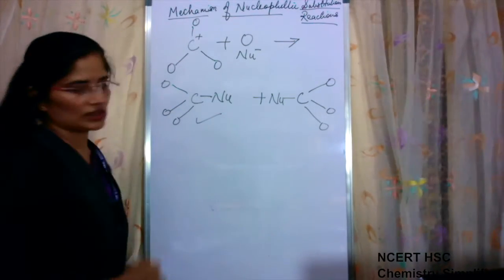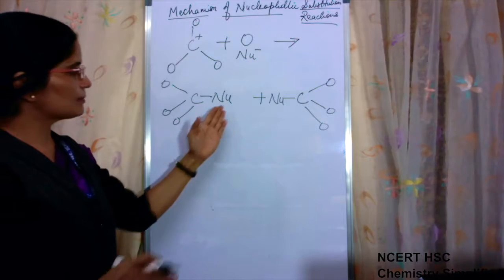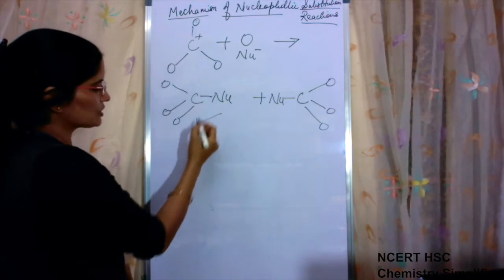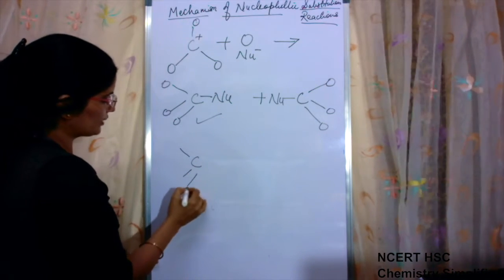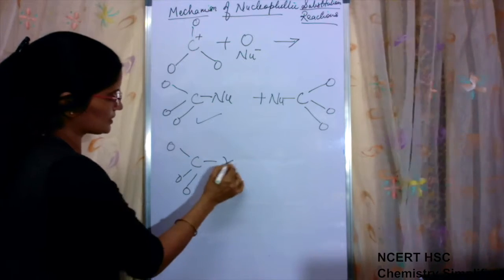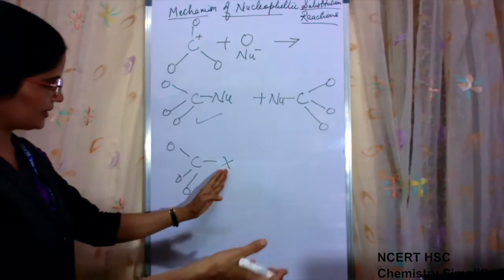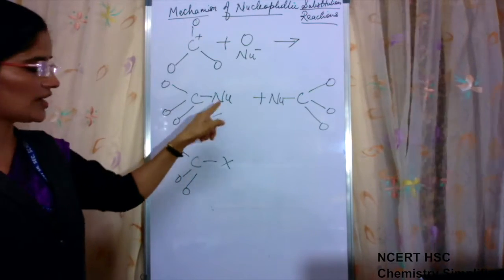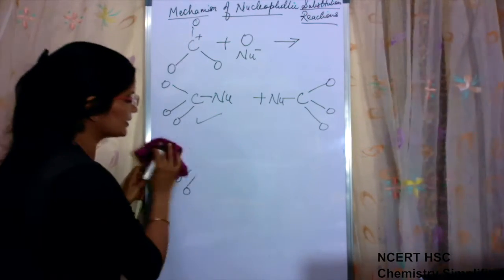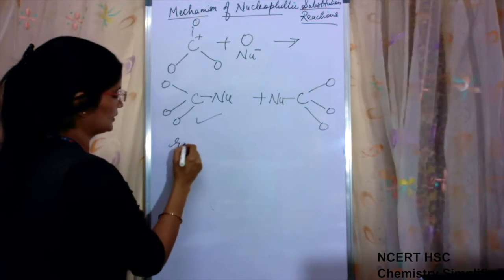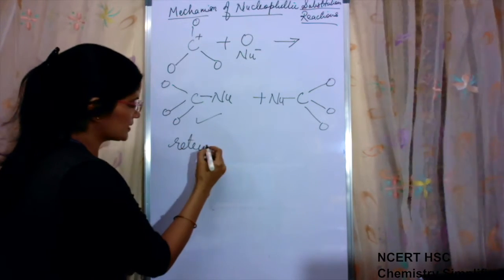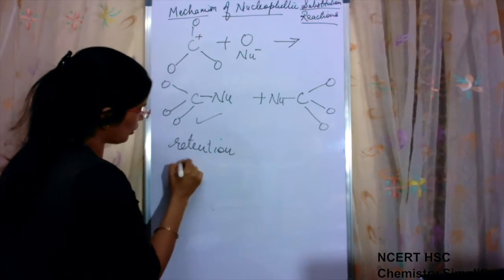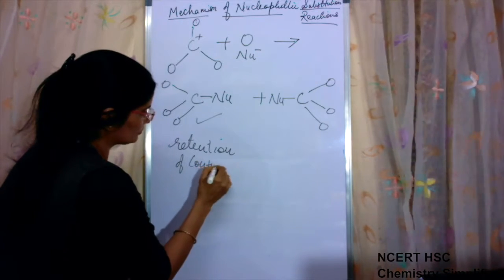Now if this is the product, then how was the original reactant? The reactant was also like this. The halogen was on the right hand side. In the product also the nucleophile has got attached on the right hand side. So this is known as retention. जैसा था वैसा ही है. This is known as retention of configuration.